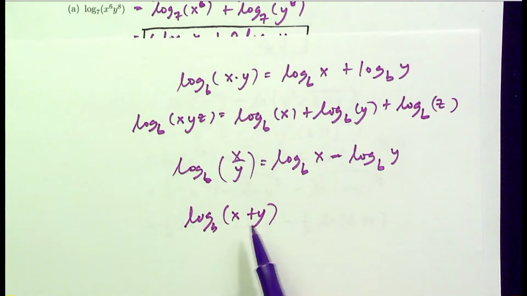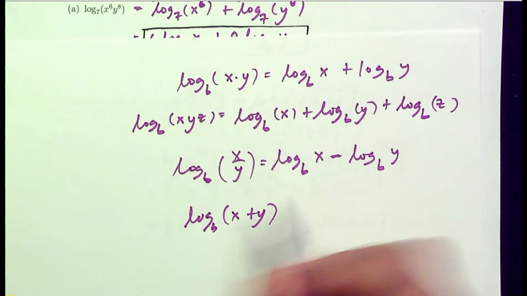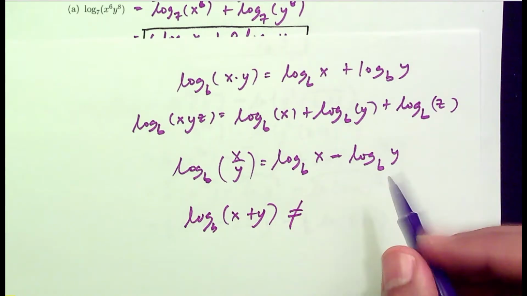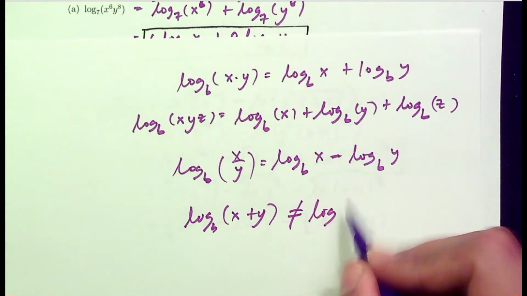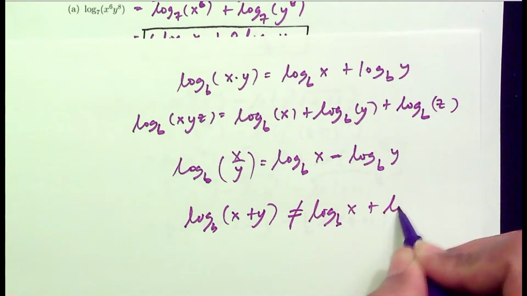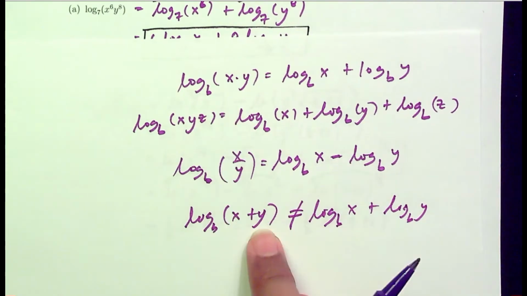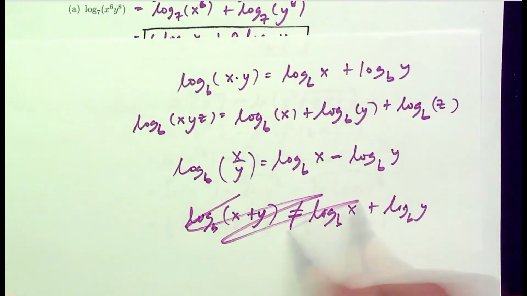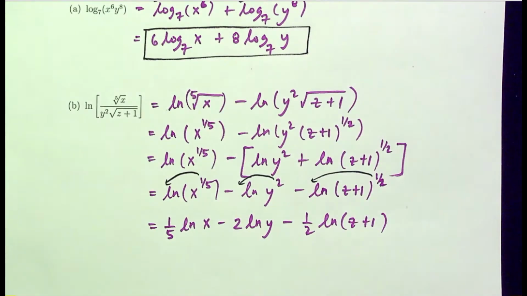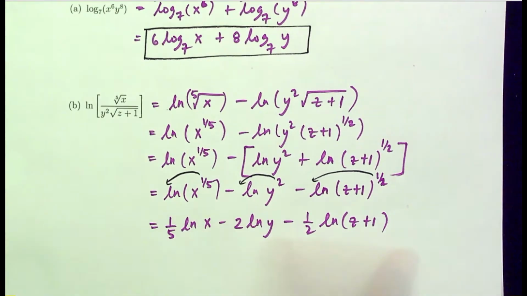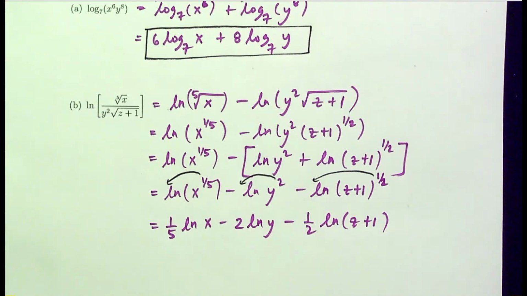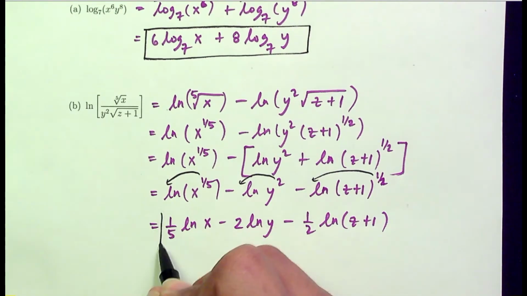You cannot do anything here. This you cannot split. This is not going to be log of x plus log of y, because that is the property for the product, not for the sum. So don't make that mistake. That's wrong. All right, so that means that I cannot do anything with that, so it's over. So the answer is this.